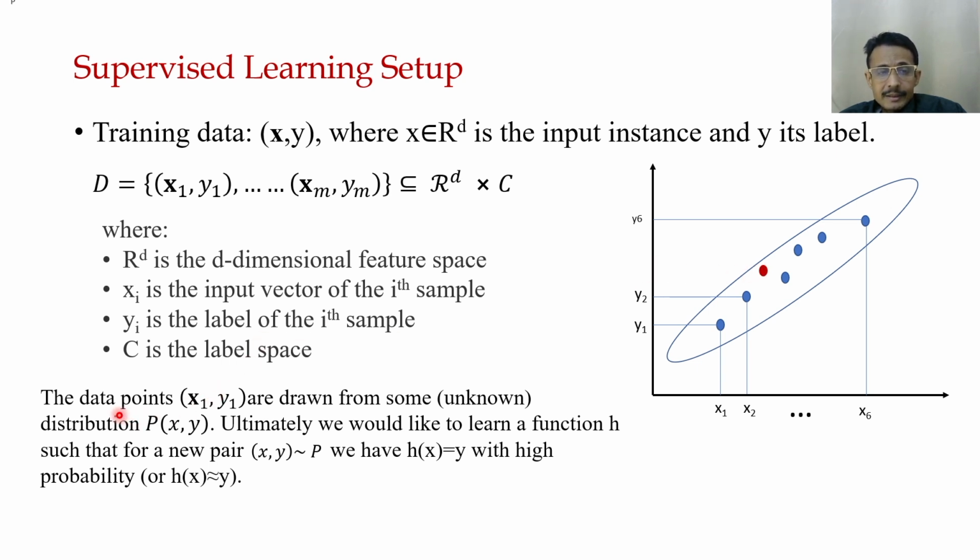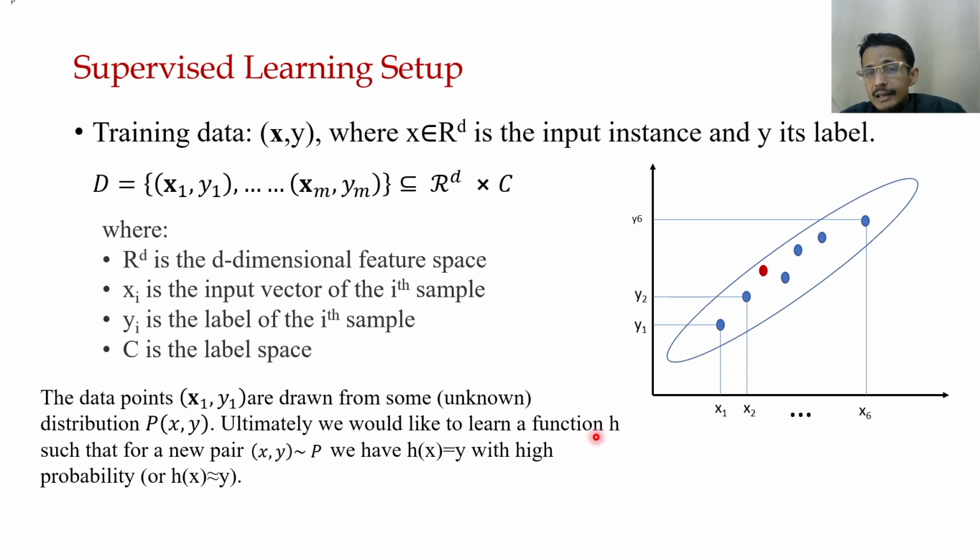So the data points (xi, yi) are drawn from some unknown distribution. This is important because the data points have been given, but the underlying distribution of the input data samples or labeled data samples is not known to us.